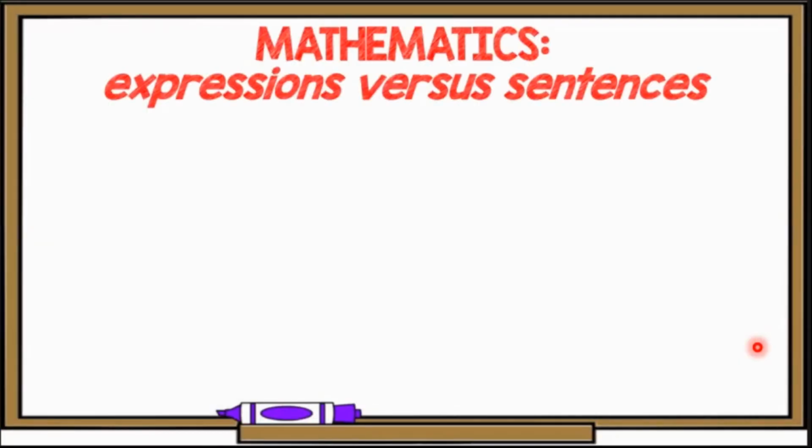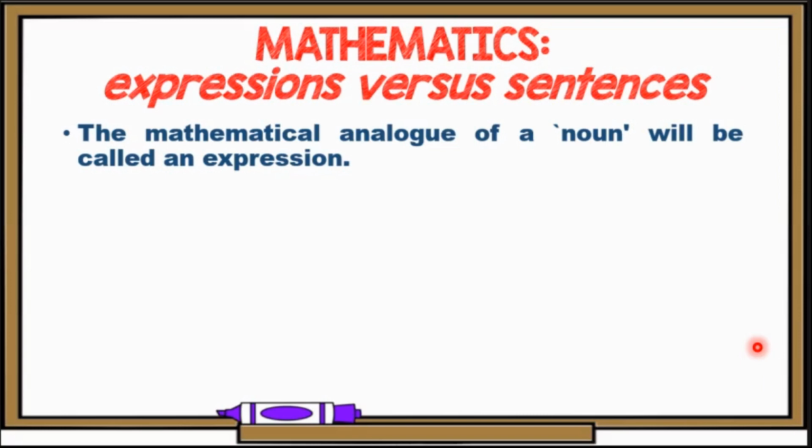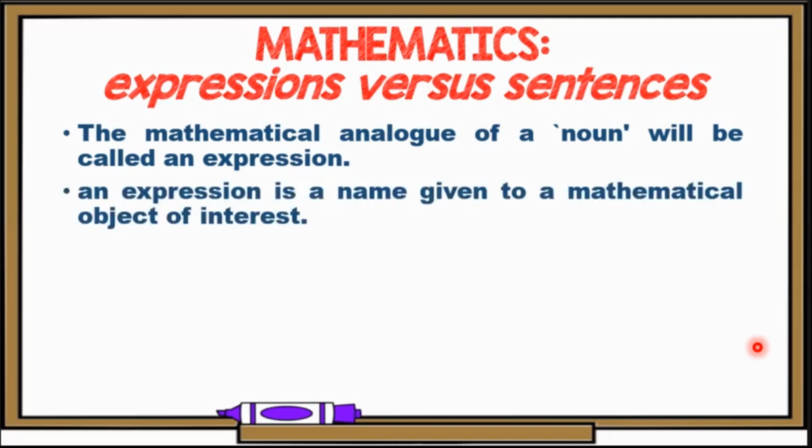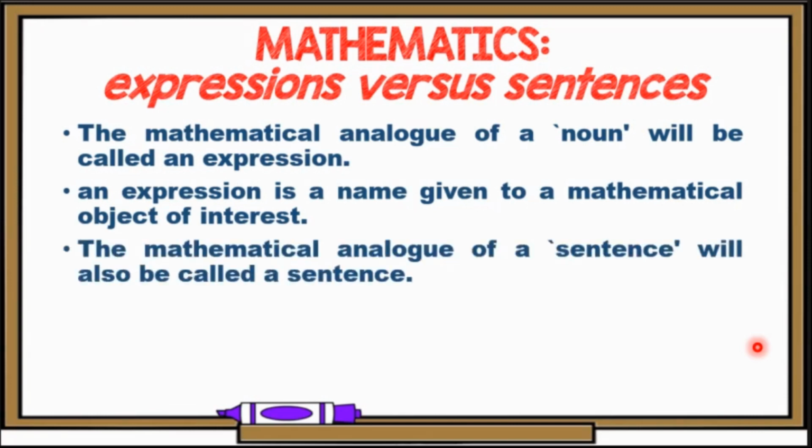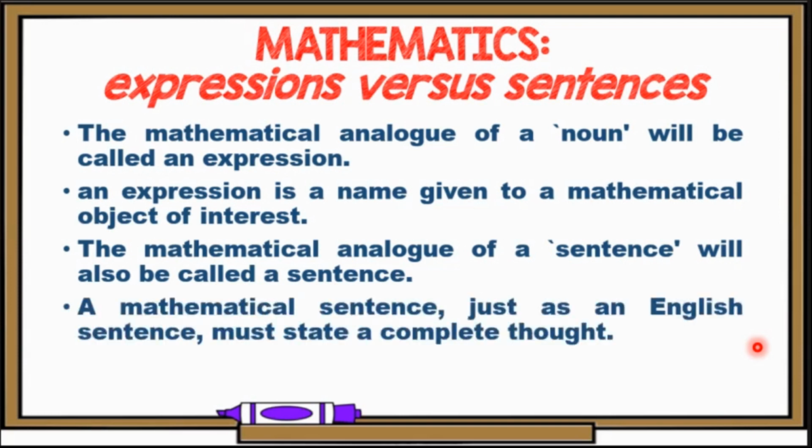Expressions versus sentences in mathematics. The mathematical analog, sabi ko nga may counterpart sila. The mathematical analog of noun will be called an expression. So sa English sentence, it is called noun. Sa mathematics sentence, it is called expression. An expression is a name given to a mathematical object of interest. And the mathematical analog of a sentence will also be called a sentence. Parehas lang yung tawag. And a mathematical sentence, just as an English sentence, must state a complete thought.